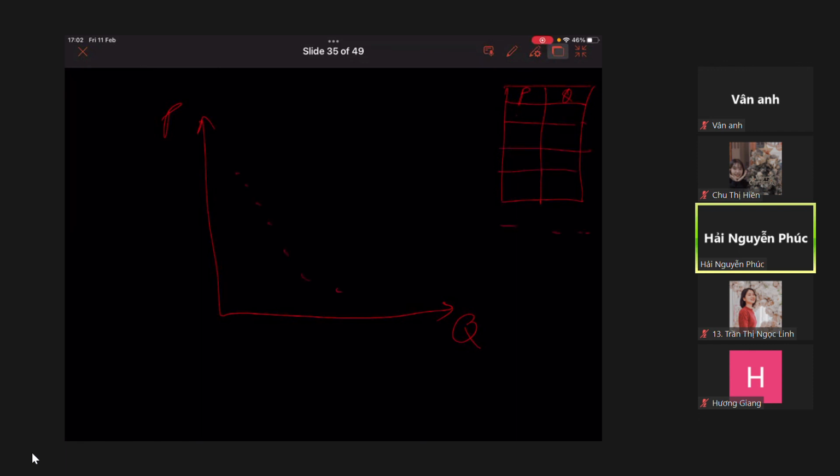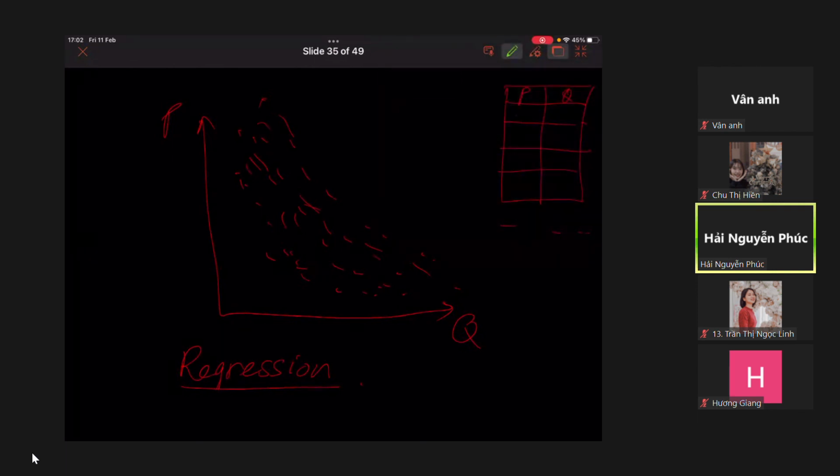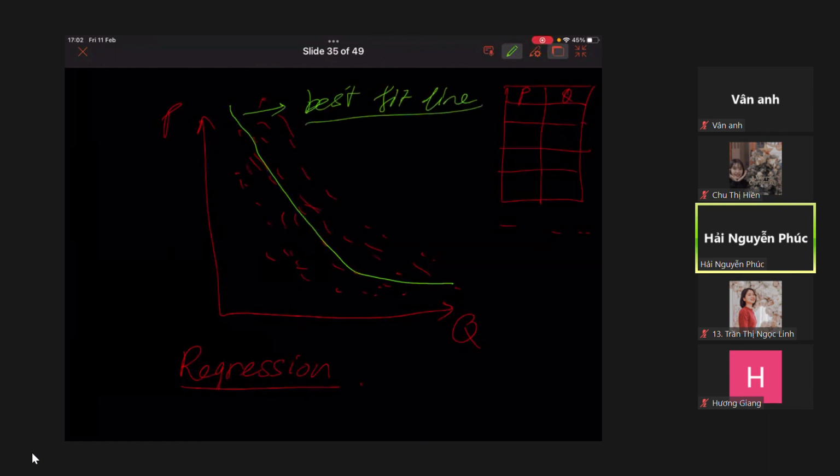Suppose you have the following data. You can see that it is quite spurious. But using the so-called regression, you are going to draw the so-called best fit line. Suppose you have this one. This one is called the best fit line, the best line that fits the data.